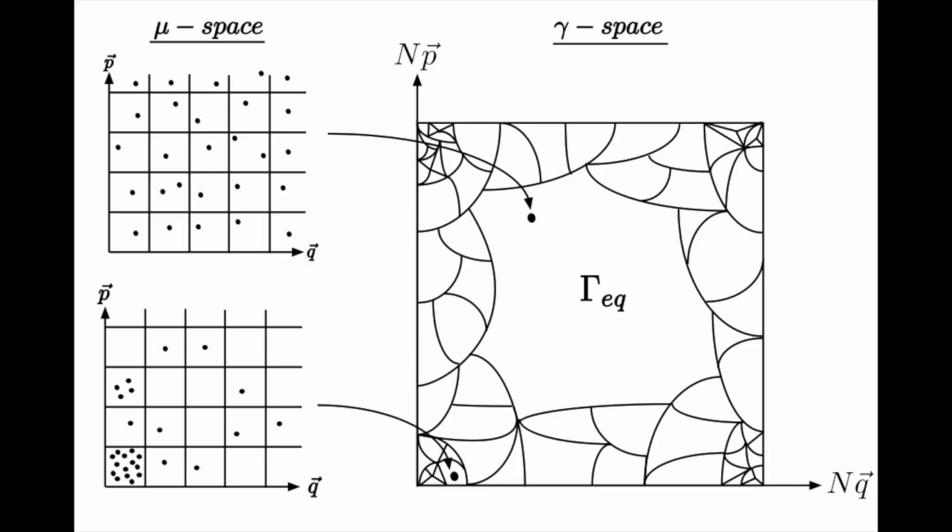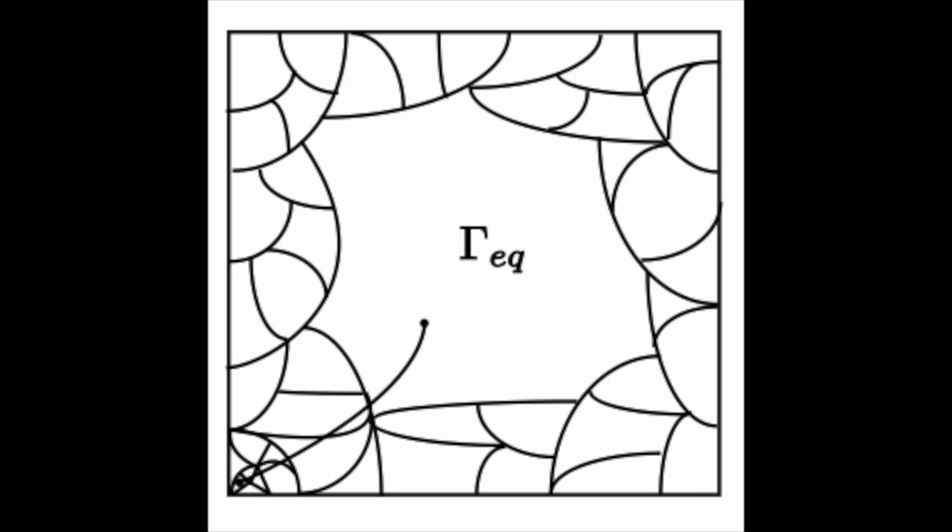What it looks like in mu space is that you start off with all the particles in a single cell and end with them distributed throughout mu space. But in gamma space, it's starting off from a small volume and moving to a larger volume until you reach the volume with the maximum size. That maximum volume represents equilibrium. In Boltzmann's arguments, that equilibrium region is so big it takes up 99.99% of the space.